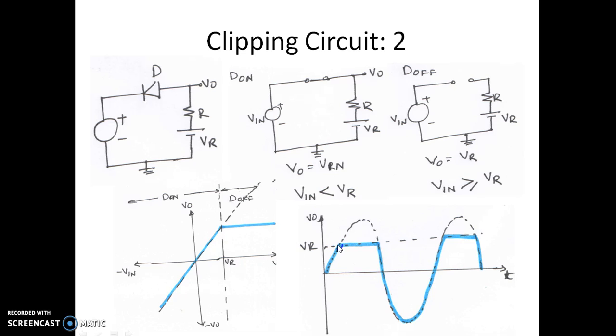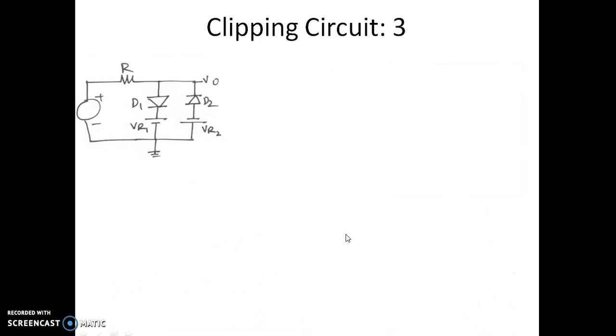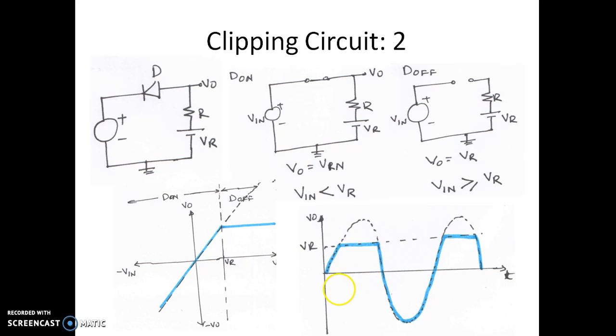You can see this blue line follows the dotted line. If the input voltage goes beyond VR, that is now the input voltage is going beyond VR here, the output is now constant. The output is constant because the diode is off. So output is constant at VR. This continues as long as the input voltage is more than VR. The input is again reducing.